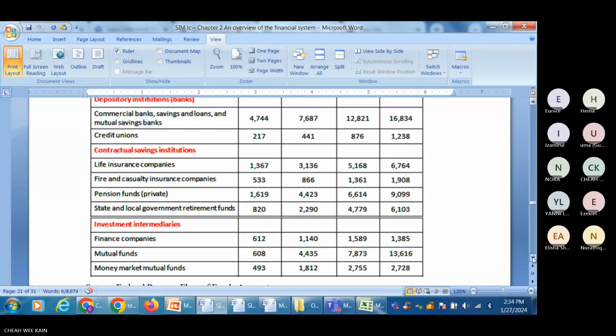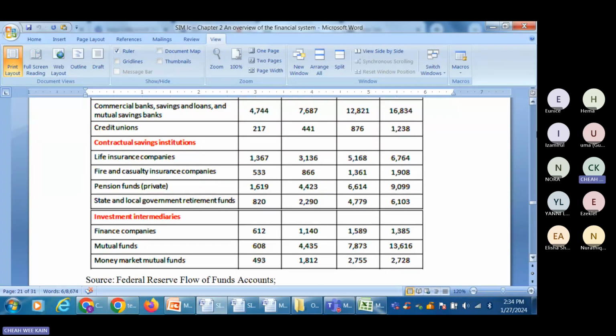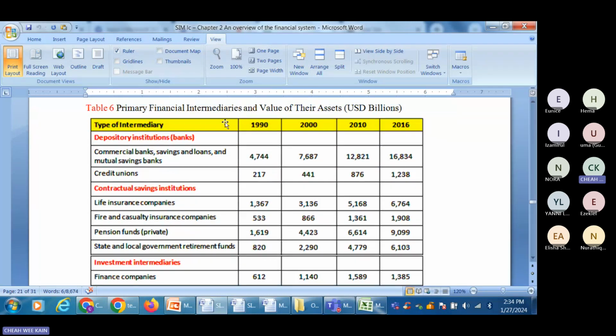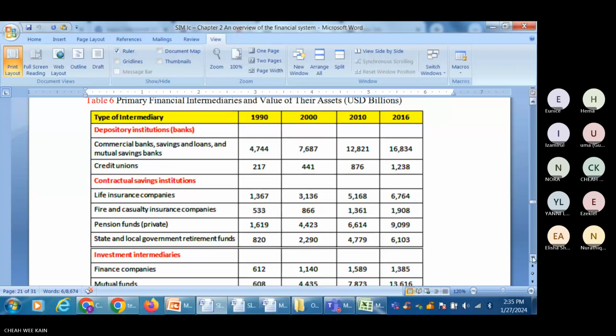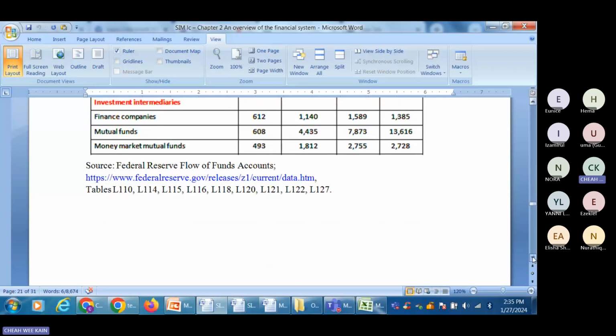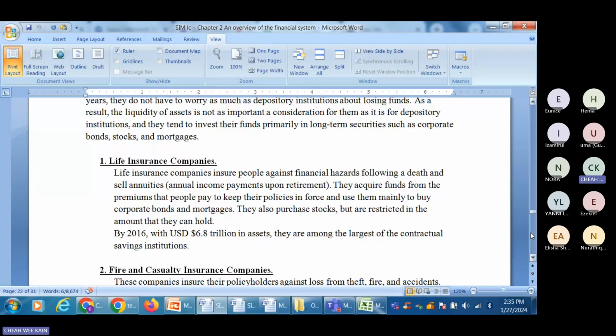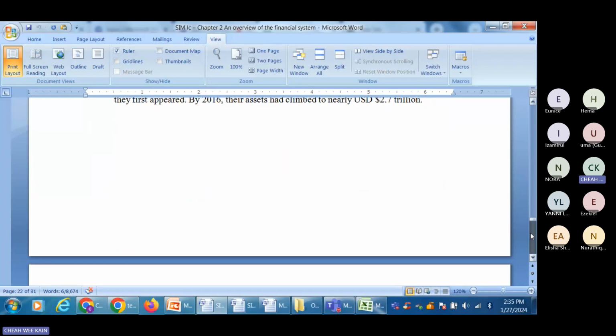So anyway, the ratio is all the same. You can see what it is: primary financial liquidity and value of the asset. So commercial banks, savings, credit unions, life insurance companies, all going up like nobody's business, because the government has been printing a lot of money. Credit union, different type of company.